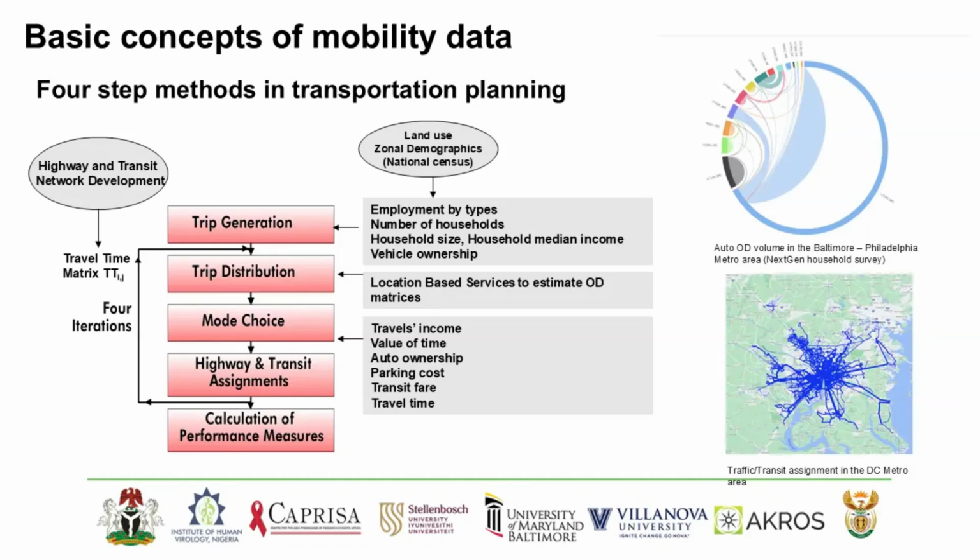Finally, highway and transit assignment allocates these trips to specific routes within the network, followed by evaluating performance measures like congestion or travel delay. The figures on the right show real-world examples, auto OD volumes between Baltimore and Philadelphia, and a traffic assignment map in the DC, Maryland, Virginia metropolitan area, illustrating how these models translate into spatial mobility insights.